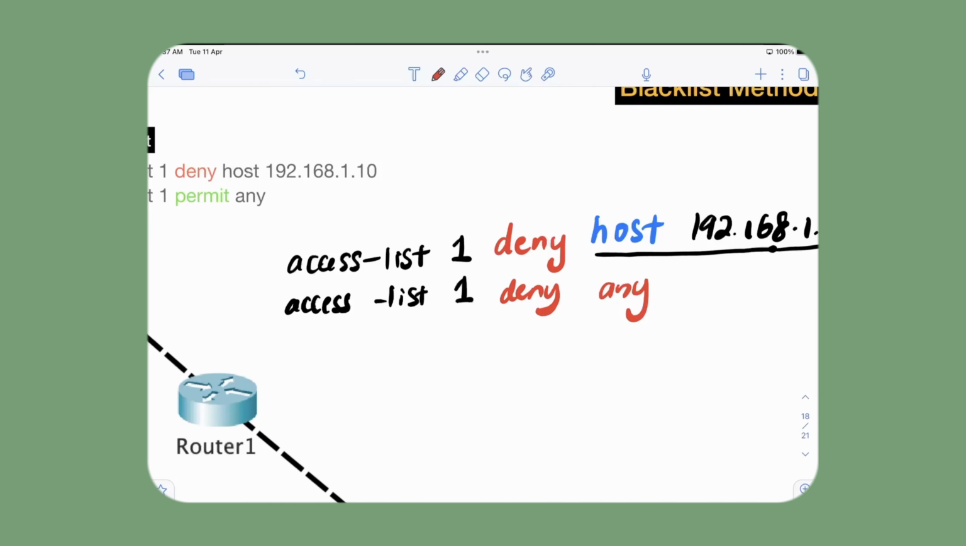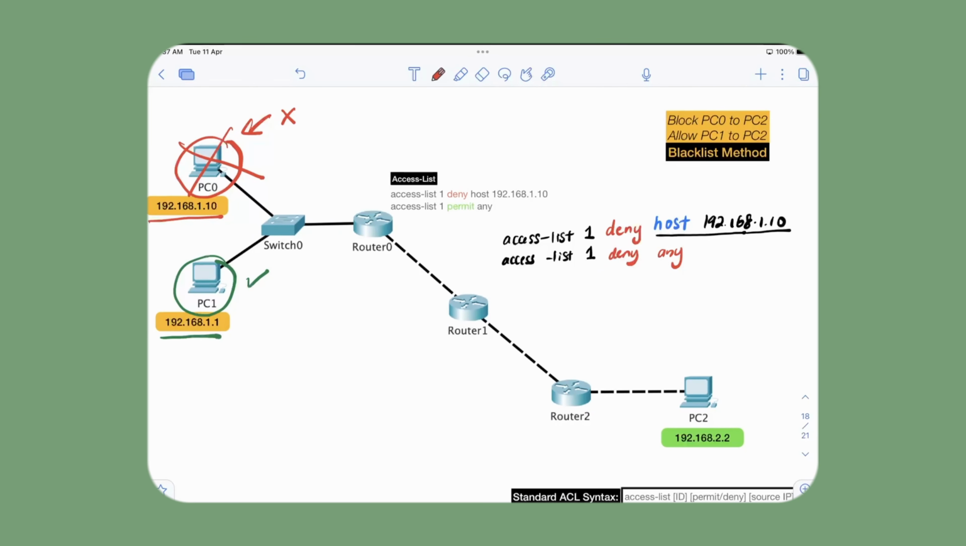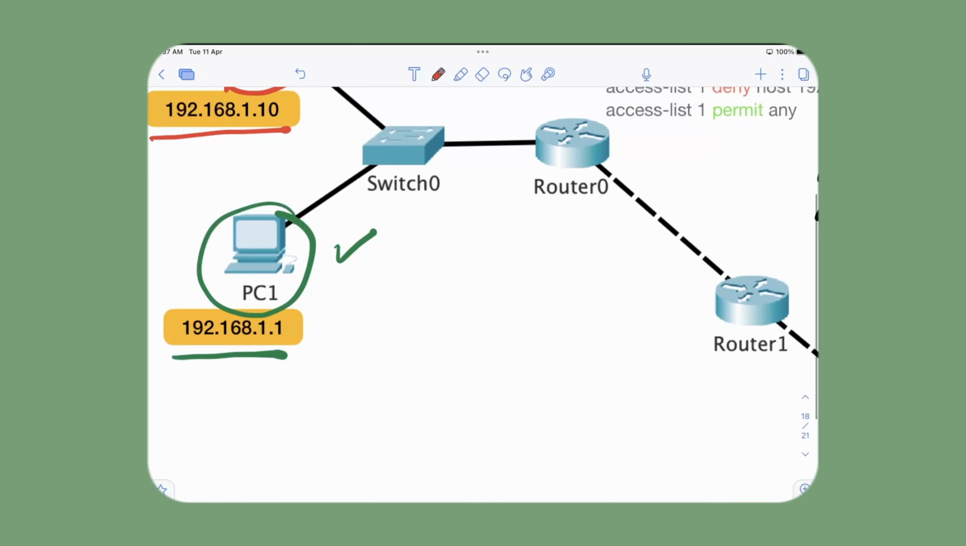Okay, so what it means is that with this one line of command, this guy will be blocked. Even if I add one more computer here, 192.168.1.3, he will also be blocked. You understand or not? This is how ACL works actually.